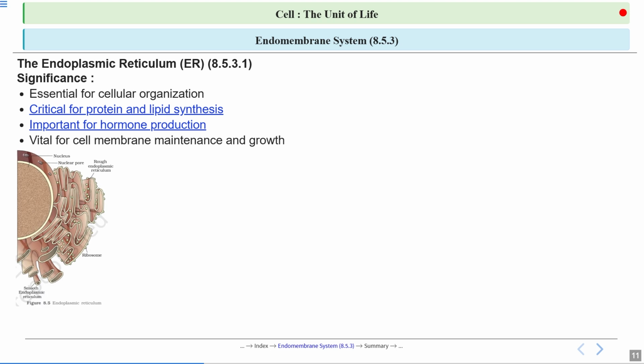This is an image showing you the endoplasmic reticulum. You can see here the ER is attached to the nuclear membrane. This is the nucleus. The nucleus consists of nuclear pores. Here you can see this is the rough endoplasmic reticulum, and this RER is associated with the ribosomes. These are the ribosomes. Then this is the smooth endoplasmic reticulum. Both have different functions: RER protein synthesis, smooth endoplasmic reticulum lipid synthesis.